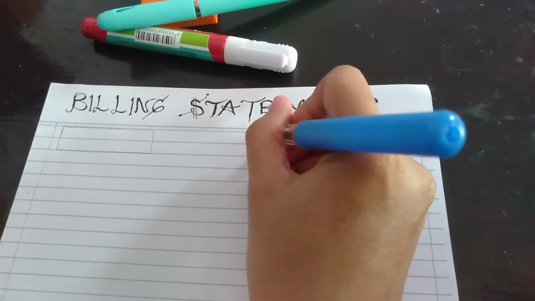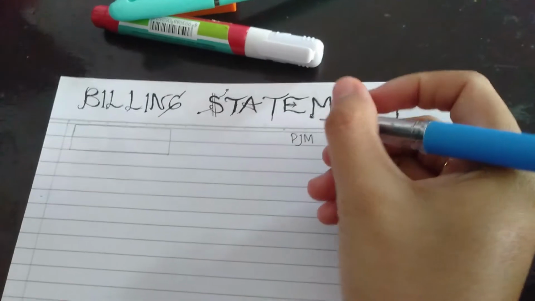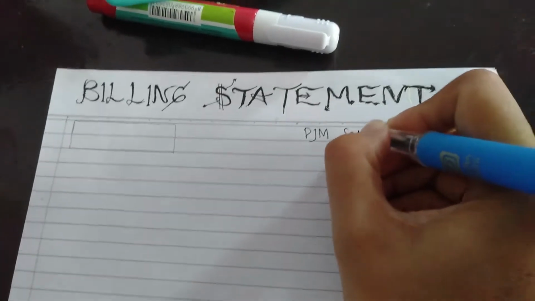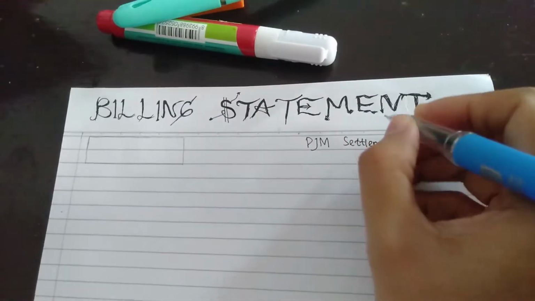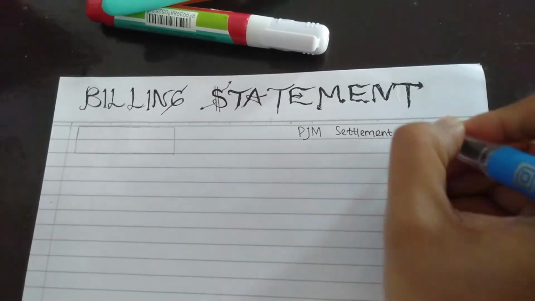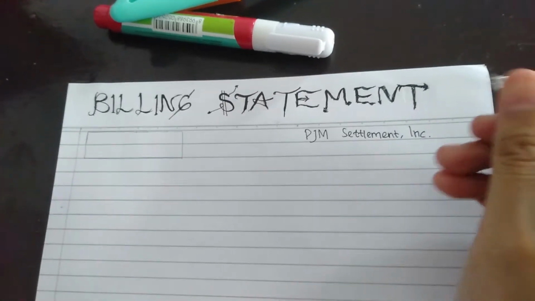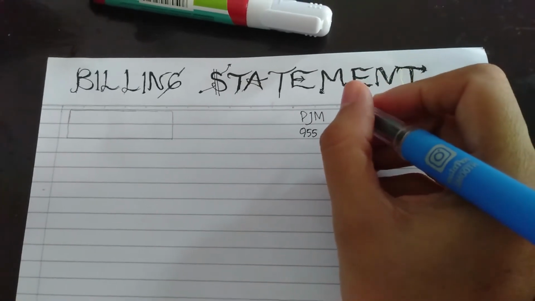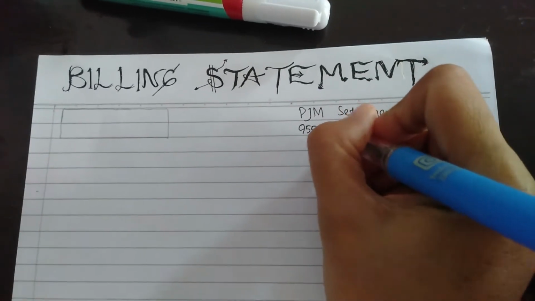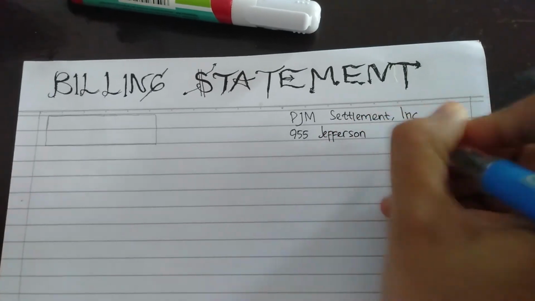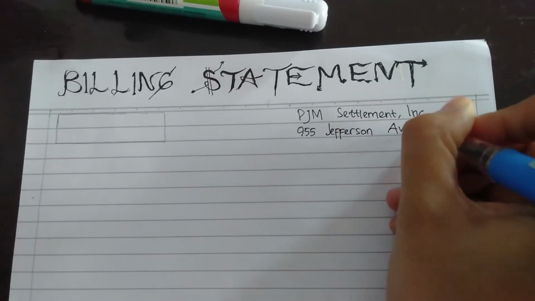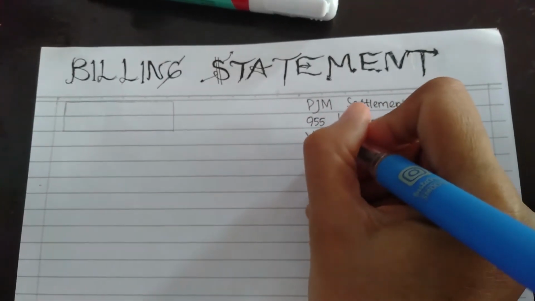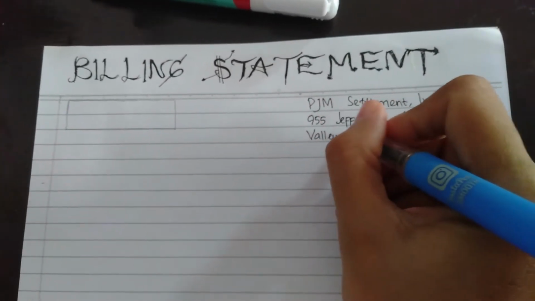This time we are going to practice how to write a billing statement. What is a billing statement? A billing statement is a monthly report that credit card companies issue to credit card holders, showing their recent transactions, monthly minimum payment due, and other vital information. Mostly, billing statements are issued monthly at the end of each billing cycle.